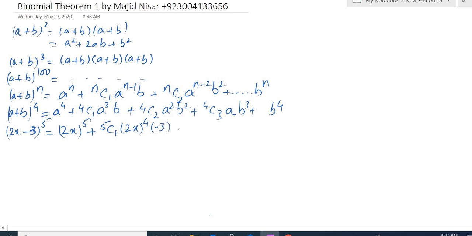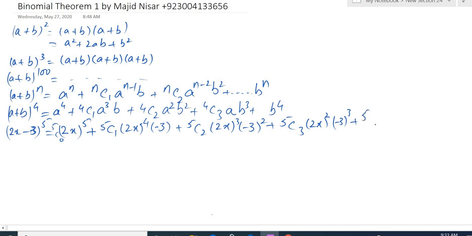Next, what will it be? nC2 means 5C2, a cubed means (2x) cubed, b squared means (minus 3) squared. Next 5C3. We can see that here it was 5C0, next 5C1, 5C2, 5C3, and a raised to power 5, a raised to power 4, a raised to power 3, next it will be a raised to power 2, and b raised to power 0, b raised to power 1, b raised to power 2, now b raised to power 3.